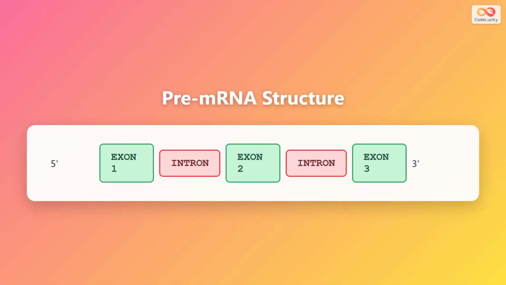Before splicing occurs, the pre-messenger RNA has a specific structure. Starting from the 5' end and moving to the 3' end, the molecule alternates between exons and introns. For example, you might see exon 1, followed by an intron, then exon 2, another intron, and finally exon 3. This alternating pattern is typical of many genes in eukaryotic organisms like humans, animals, and plants.